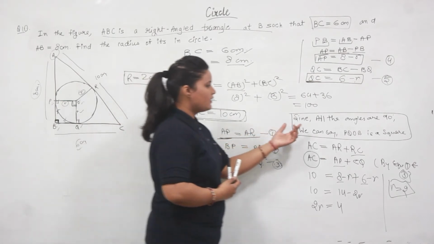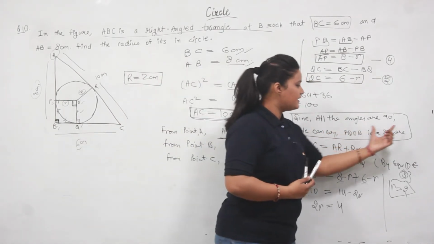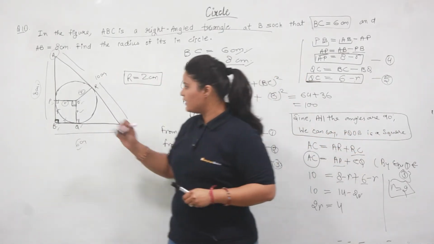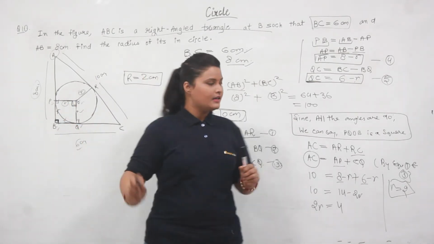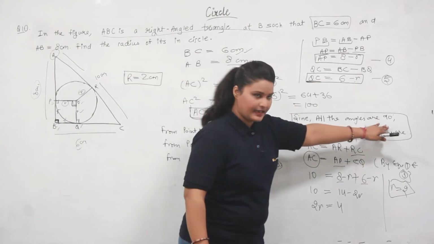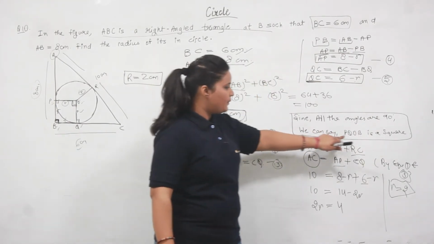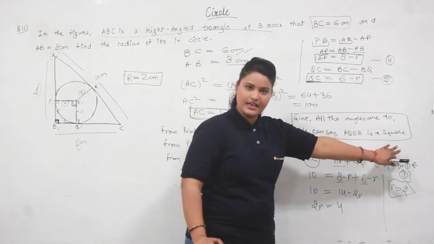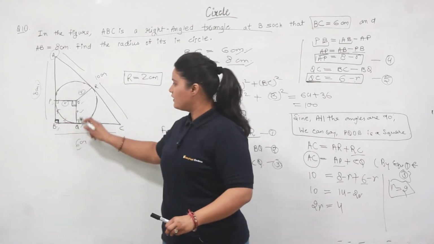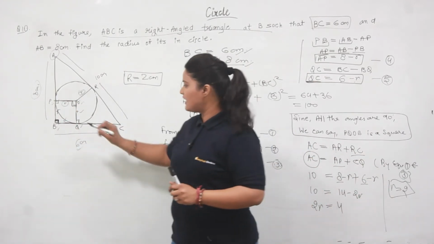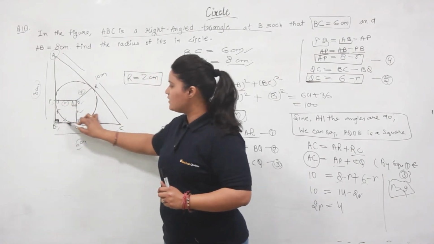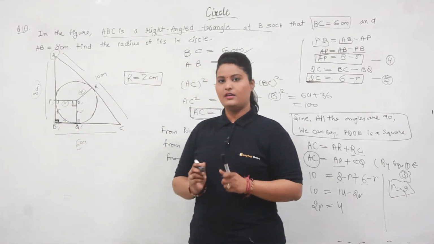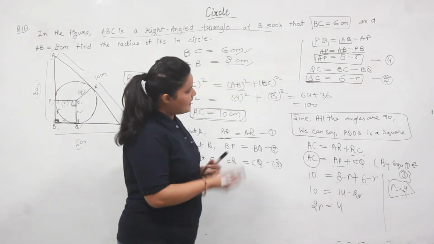Now third, since all the angles are 90-degree angles in this part, in the part PQOB, all the angles are 90-degree. So PQOB is a square. We can say this is a square. And when it is a square, we can say that PB is equals to R as well as BQ is equals to R.